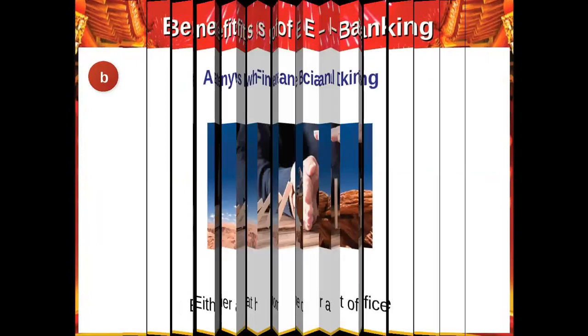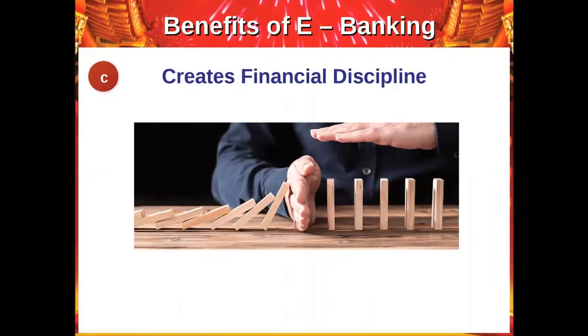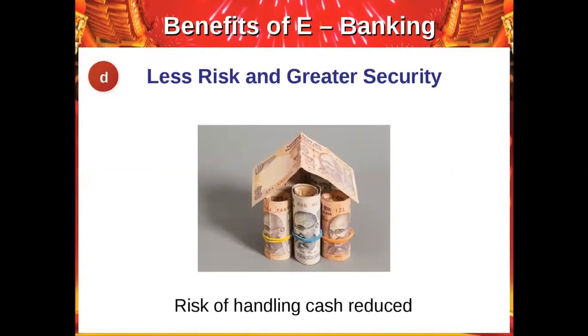Anywhere, from office, from home, from sitting in your car, you can operate your bank account. Then it creates financial discipline. Your bank statement is in front of you, you can keep track of your expenditure, everything. Then less risk, greater security, because you're not handling cash. If you have to buy maybe jewelry or something, you're not carrying heavy cash with you. You just have to carry plastic money, that is your cards. Through internet banking you can also buy things online.